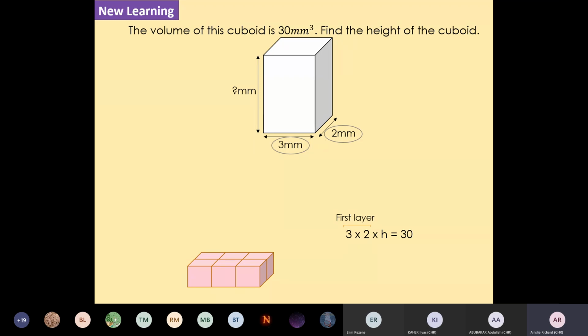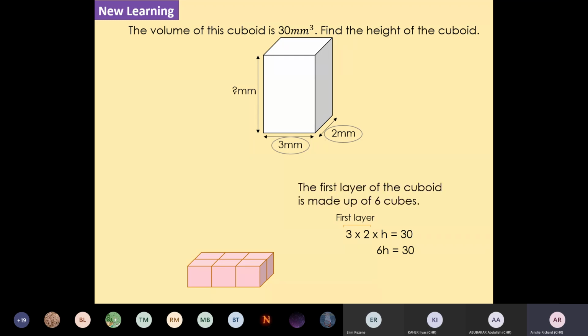So 3 times 2 times something equals 30. I know that 3 times 2 is 6, and I'm just using a bit of algebra here. So 6h equals 30. You might think of that as 6 times something equals 30. Either is fine. Just remember that 6h means 6 times h. So what's the inverse operation of multiplication? The opposite operation is division, isn't it?